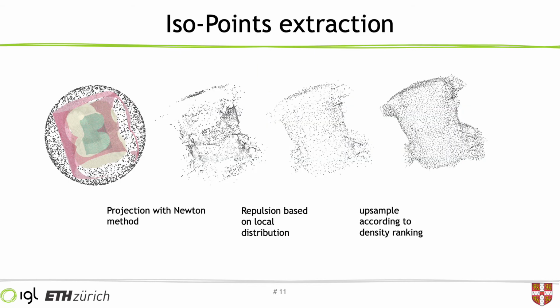On the highest level, we first obtain a sparse point cloud on the implicit surface via projection. Then we improve the distribution uniformity in the resampling step by applying a repulsion force. Finally, we upsample to obtain a dense point cloud covering the entire surface.